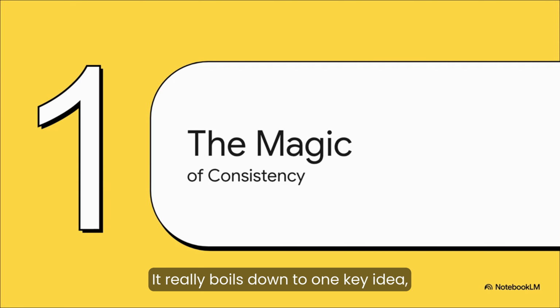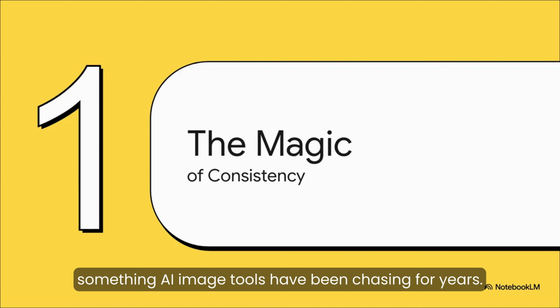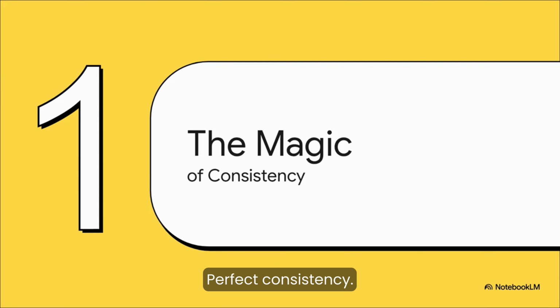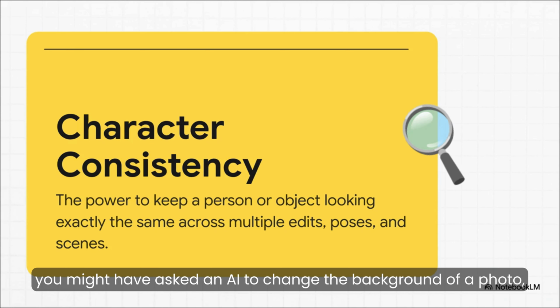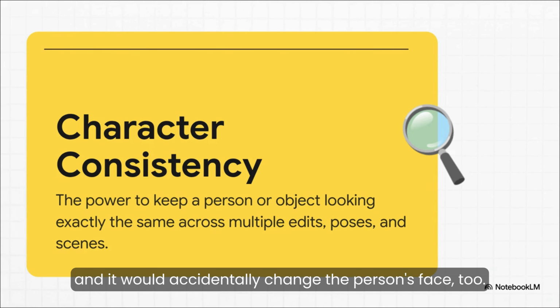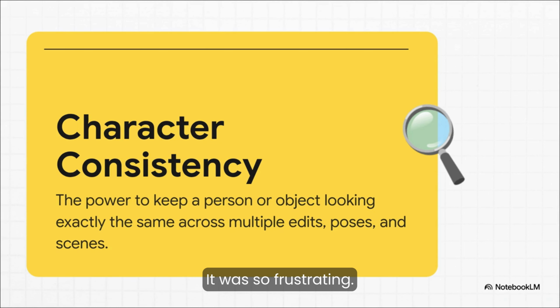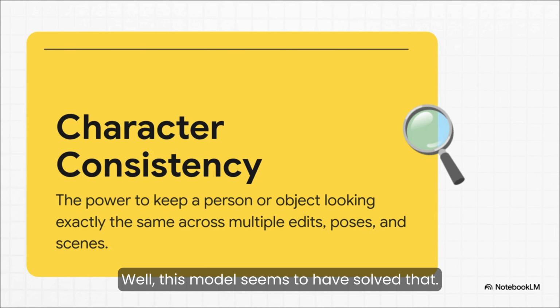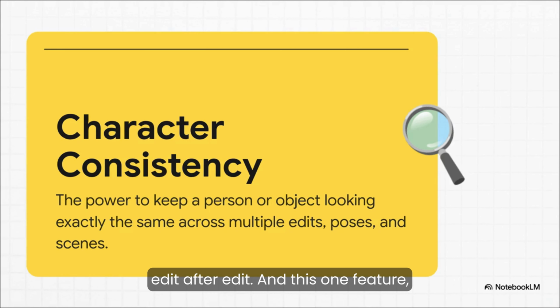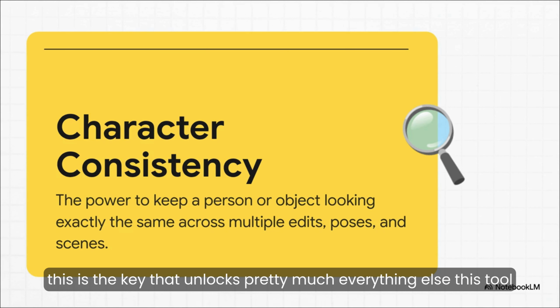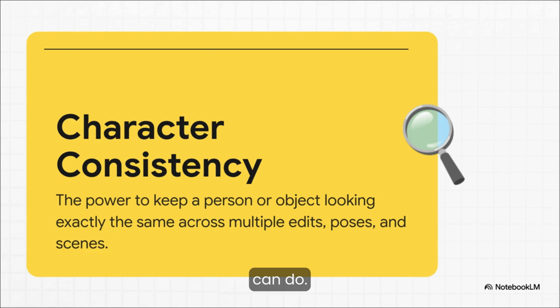And that feeling of magic? It really boils down to one key idea, something AI image tools have been chasing for years: perfect consistency. They call it character consistency. And think about it, right? In the past, you might have asked an AI to change the background of a photo, and it would accidentally change the person's face, too. It was so frustrating. Well, this model seems to have solved that. It keeps your subject perfectly identical edit after edit after edit. And this one feature, this is the key that unlocks pretty much everything else this tool can do.